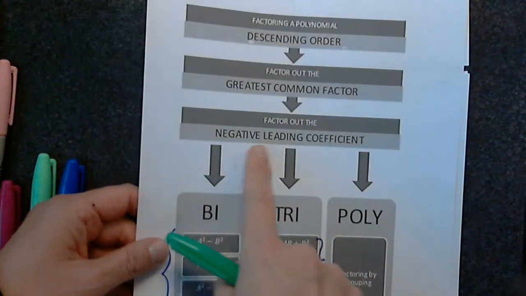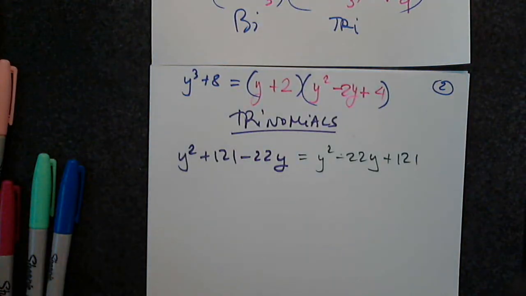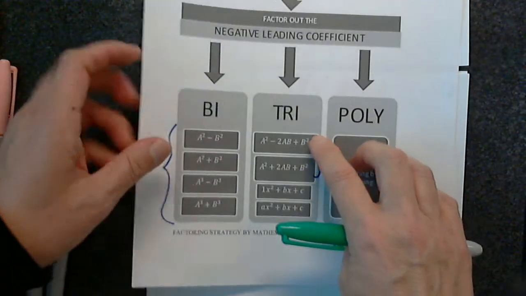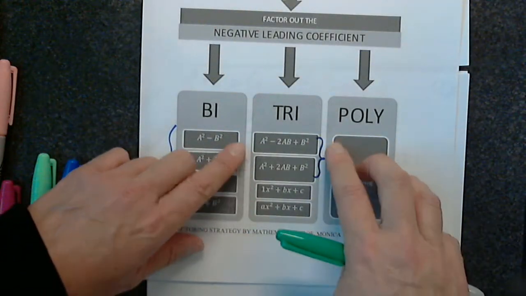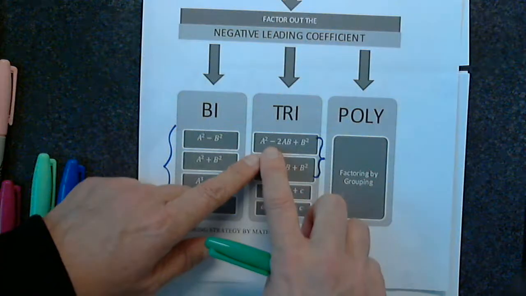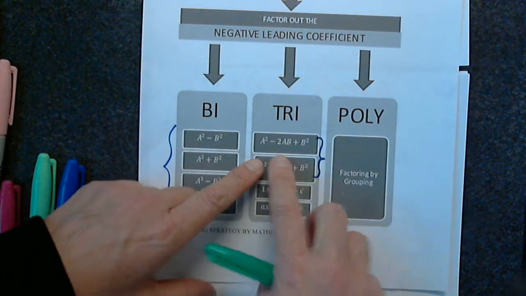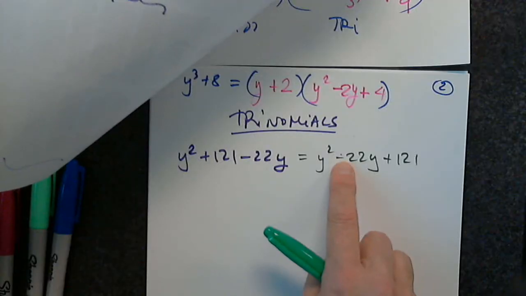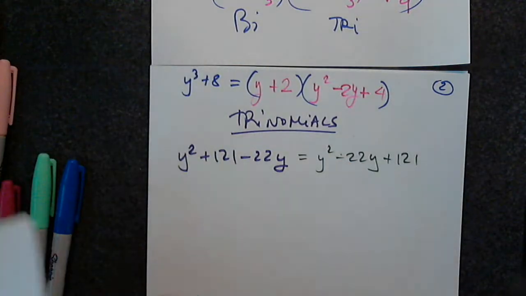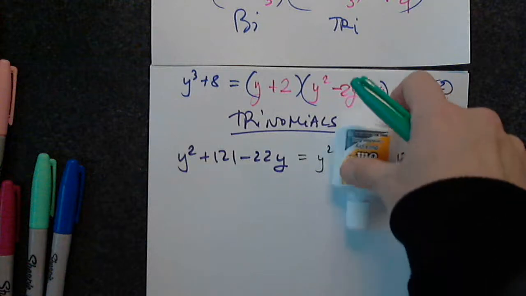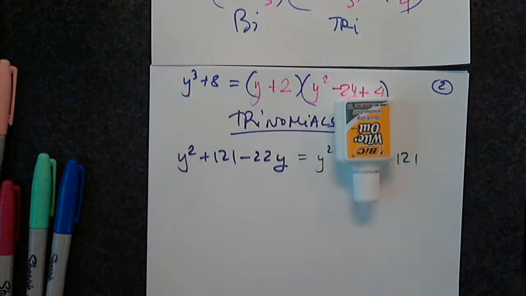Is there a negative leading coefficient? No, there isn't. So I finally got down to the strategy of special products first. Will I think of this or will I think of this? The first one, because the middle coefficient is negative.